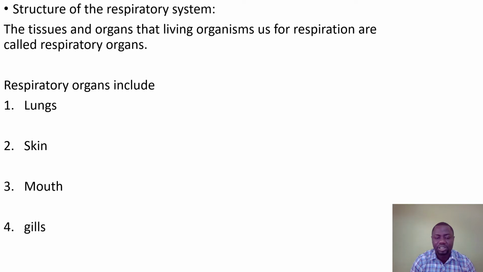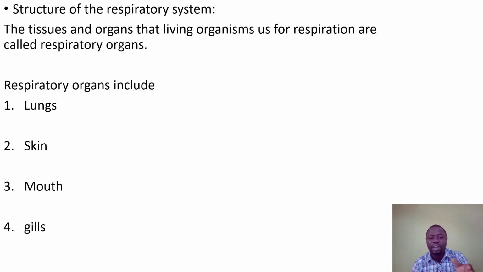Structure of the respiratory system. You know that for living organisms, they start at the cell level. Cells gather to form tissues. Tissues of the same kind gather to form an organ. And different organs work together to form a system. So you know that we have the digestive system, the reproductive system, the respiratory system, the circulatory system. The basics of them all is the cell. And a number of cells come together to form tissues.